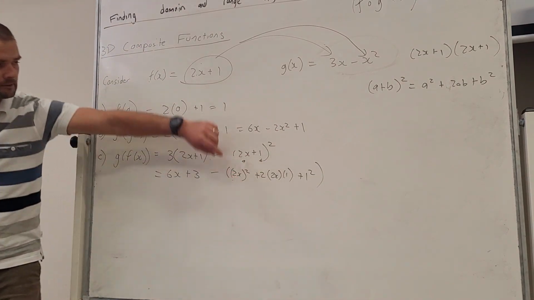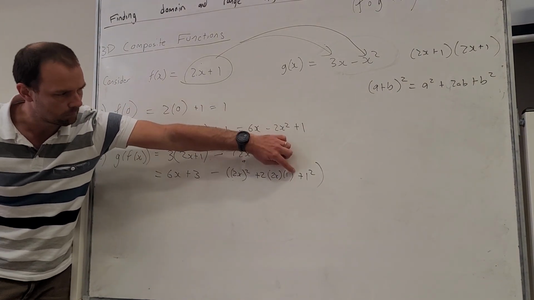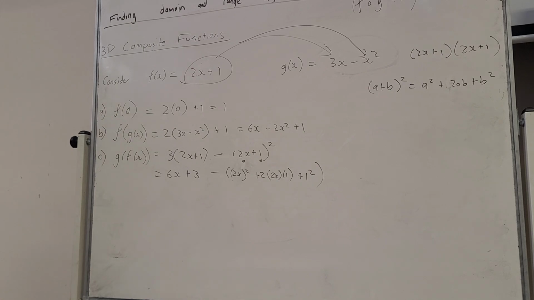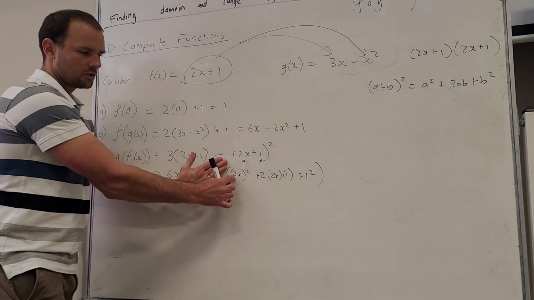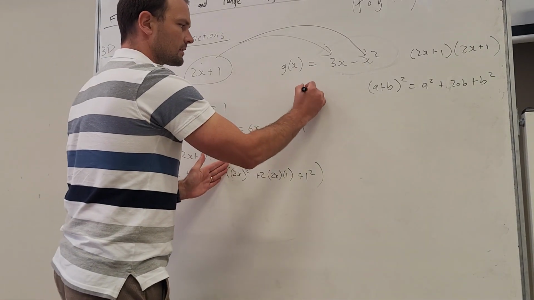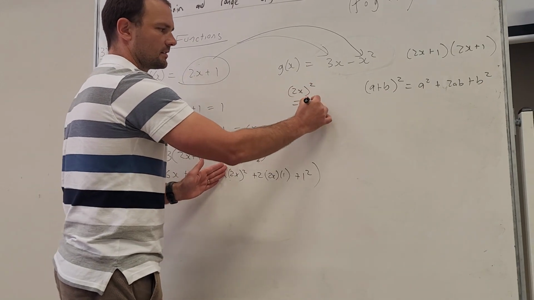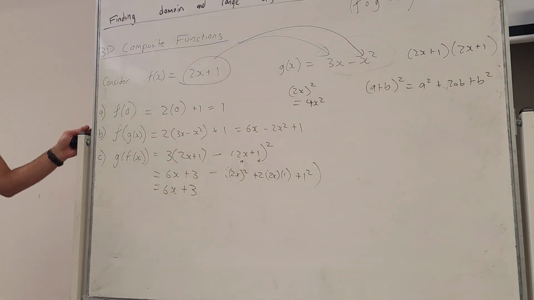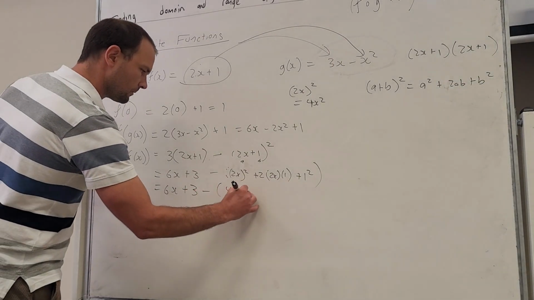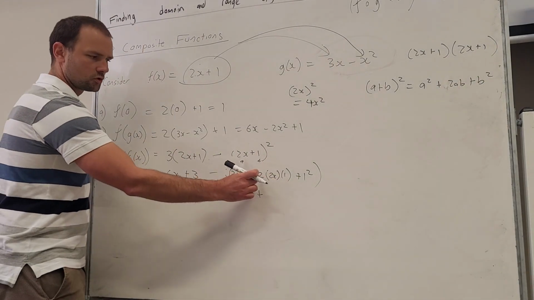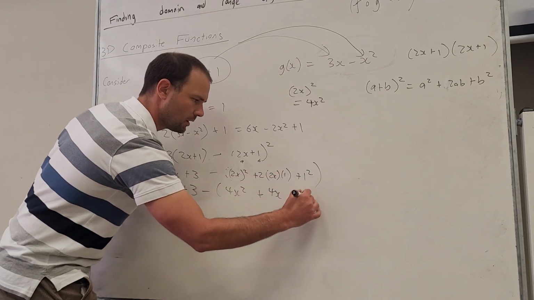You can use FOIL, you can check it, but we've got A squared plus 2ab plus b squared. Okay, and then what this is going to become, here we have (2x) squared. The square needs to apply to the 2 and the x, so it becomes 4x squared. All right, so we've got 6x plus 3, take 4x squared. Here, this is 2 times 2x times 1, that's 4x, and then we have plus 1.